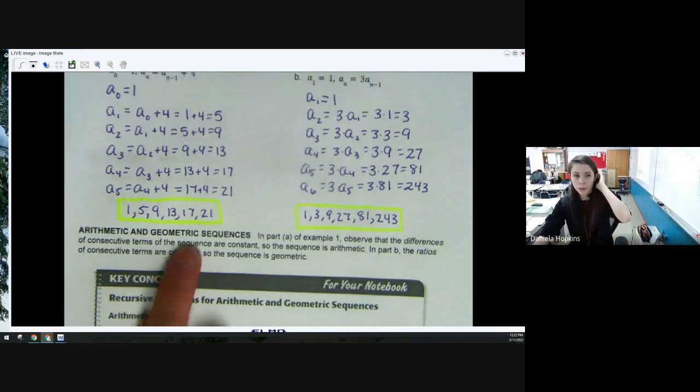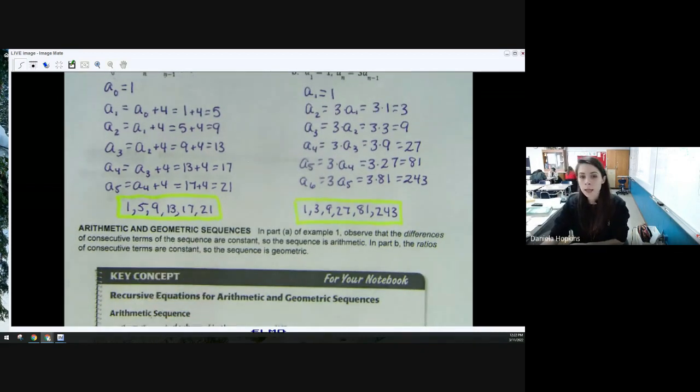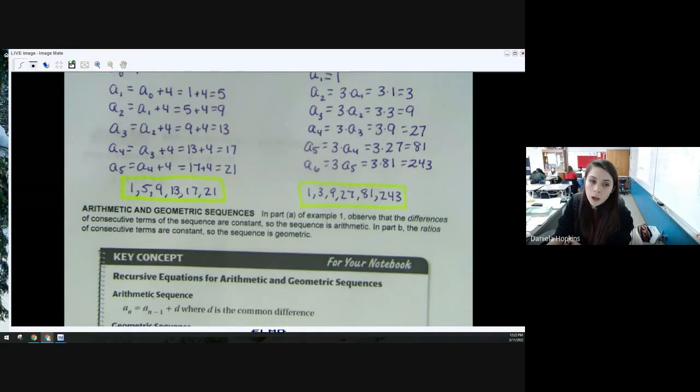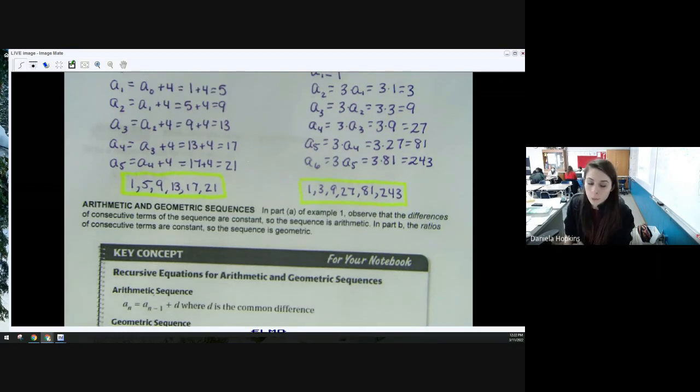So that's what this part here basically says. It says in part A of example 1, observe that the differences, or that common difference, of consecutive terms of the sequence are constant, so the sequence is arithmetic. In part B, the ratios of consecutive terms, which is our common ratio, are constant, so the sequence is geometric.